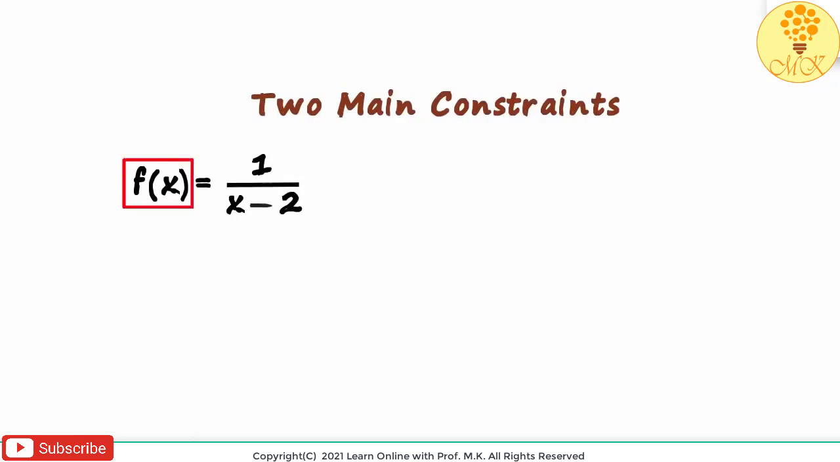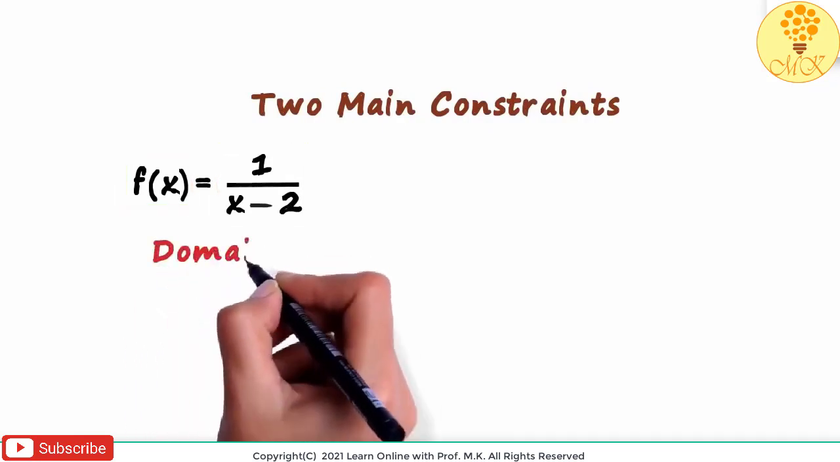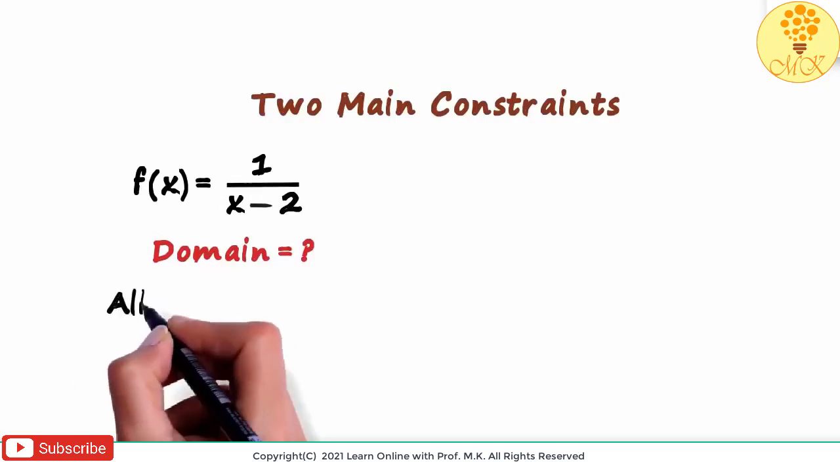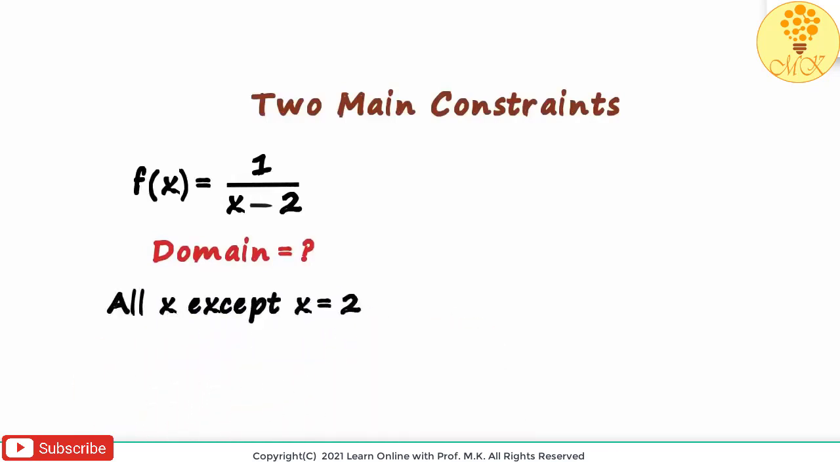To give you some good news, there are two main constraints that are very common in the exams. Look at this function. f of x is 1 over x minus 2. What is the domain of this function? Domain is the set of all possible input values. Can x take any value here? Yes, all but one value. The domain will be all x except x equal to 2.